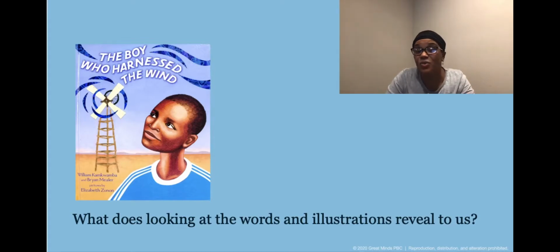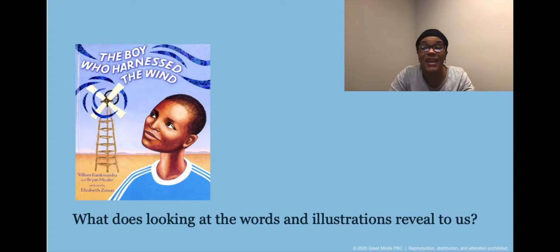You may have said it, the words and the illustrations can provide different information, and they work together to help readers better understand the book. And the illustrations can help us as readers understand what is in the words. All right, so first you're going to focus on the text, and then you'll examine the illustrations.